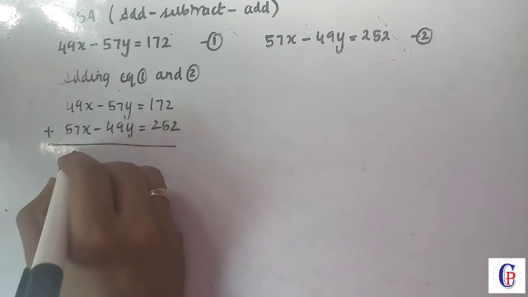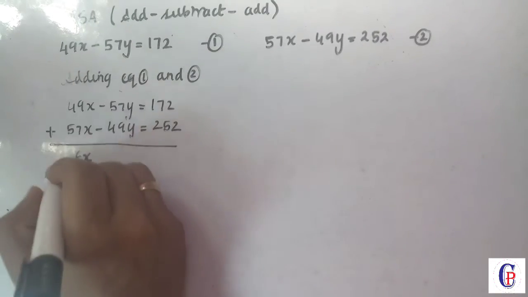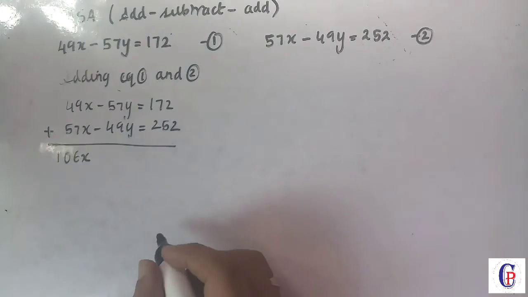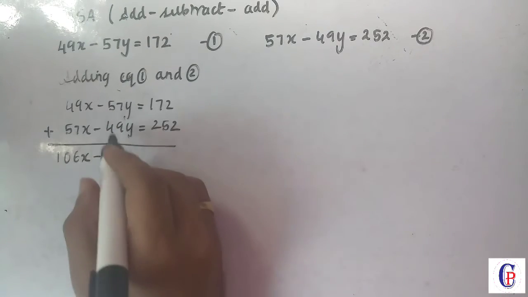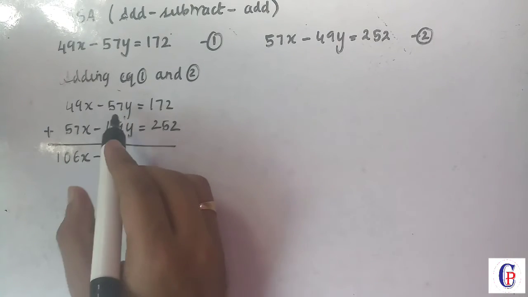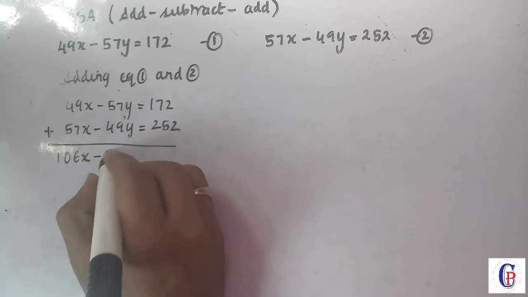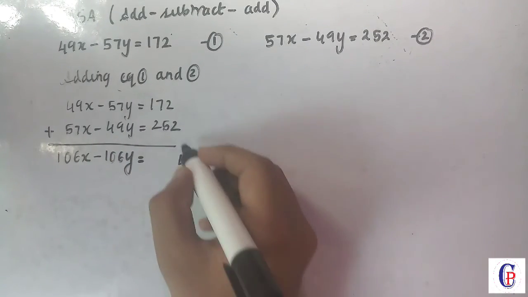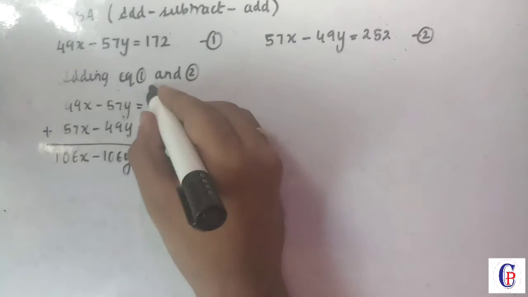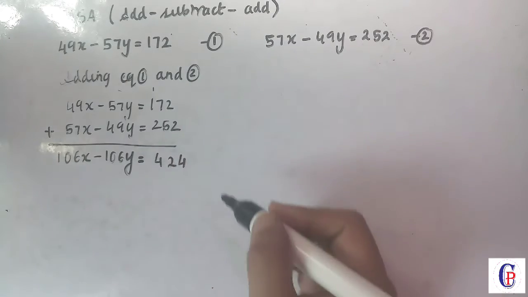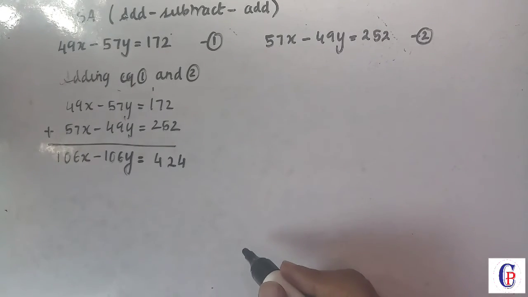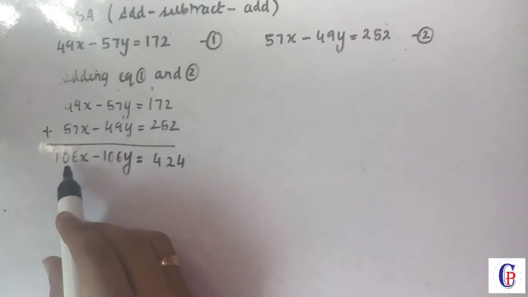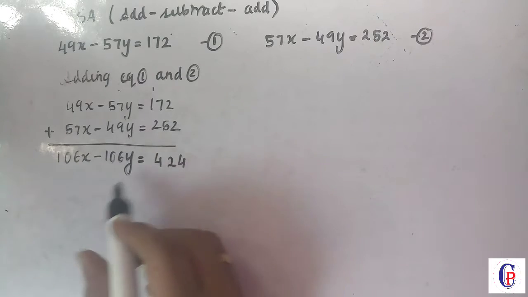So 49 plus 57 is 106x. Minus, again the same signs, so we add the numbers, which will again give 106y. And if you add 172 and 252, 2 plus 2 is 4, 7 plus 5 is 12, then 2, 3 and 4. So you get 424. Now what you can do is divide this by 106.